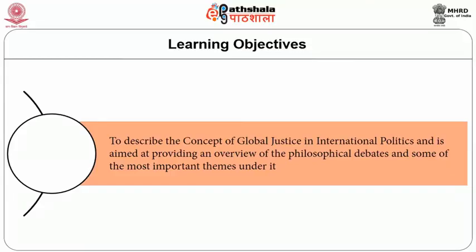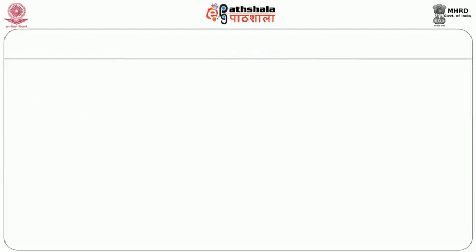Justice initially was studied as a domestic concept, but nowadays it is studied in an international context, since the decision of one nation also impacts the decision of other nations and their people in this present globalized era. This paper will further discuss the differentiation between procedural and substantive justice. Objectives: to describe the concept of global justice in international politics and provide an overview of the philosophical debates and some of the most important themes under it.